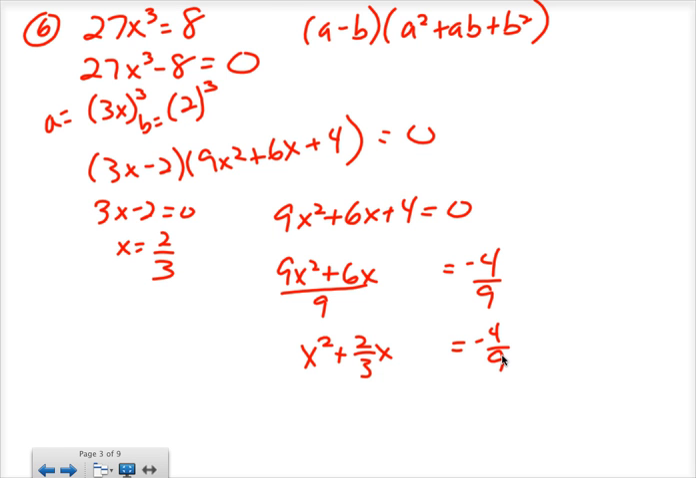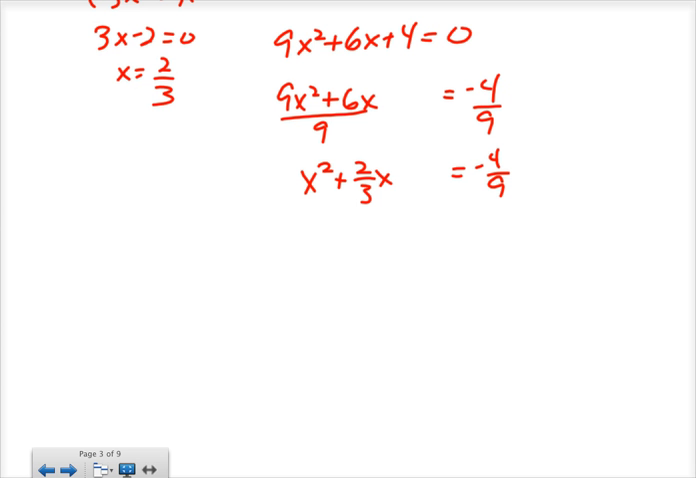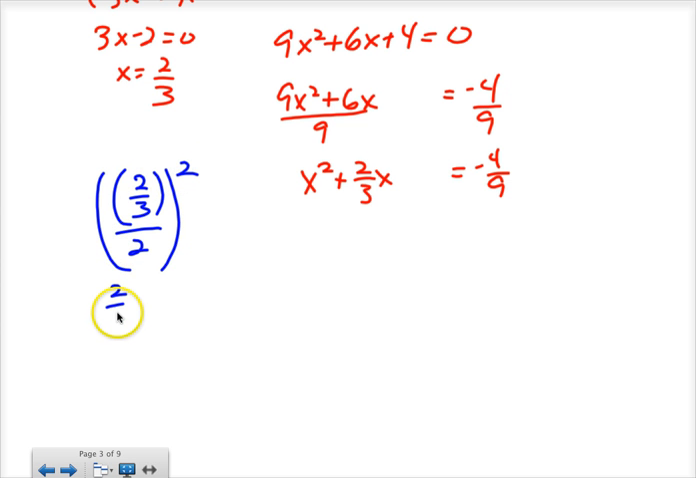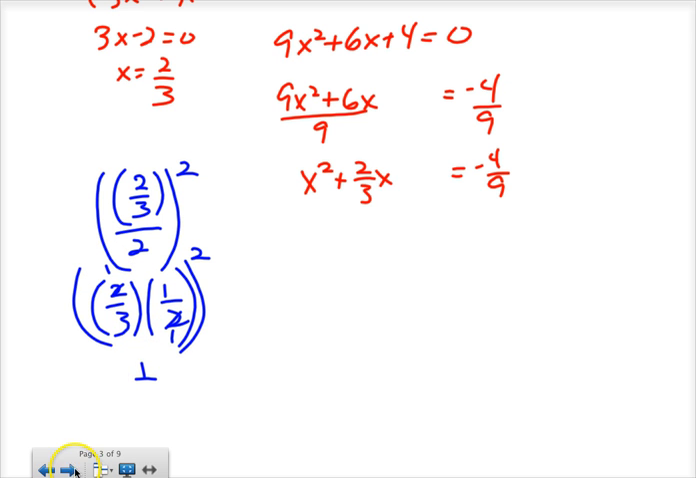Then we go through the process of b over 2, so 2/3 divided by 2, squared. But again, with fractions, we don't divide. We multiply by the reciprocal, so that will be 2/3 times 1/2, squared. The 2's are going to cancel out very nicely, and we get 1/3 squared, which is 1/9, which is great, because that then gives us a common denominator on the right-hand side.